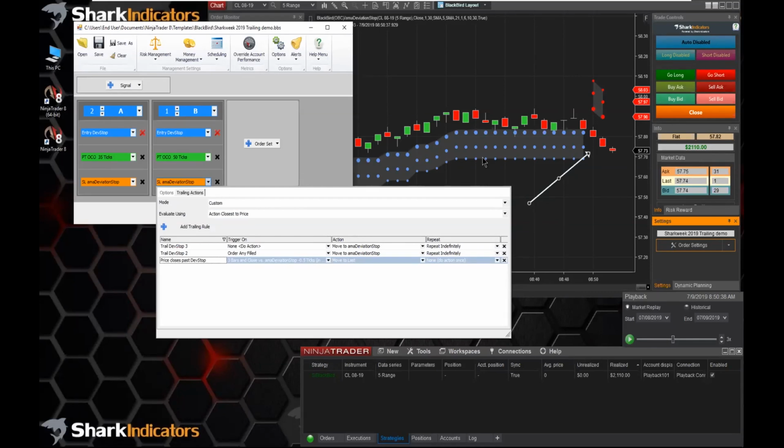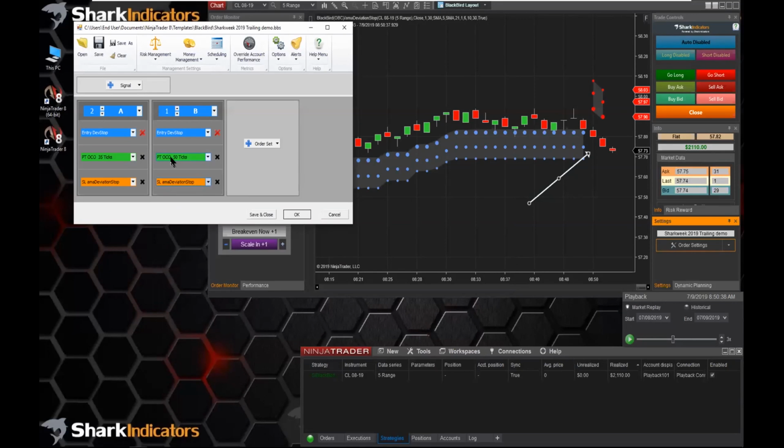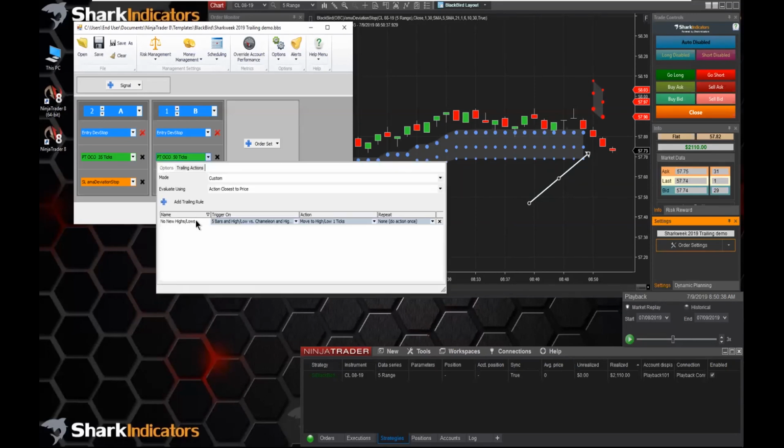to create all of those customized controls over your stop loss and the profit targets. Let's take a look at the profit targets here. The profit targets just have one simple trailing rule, which was, pull those profit targets in if we don't have any new highs, right?